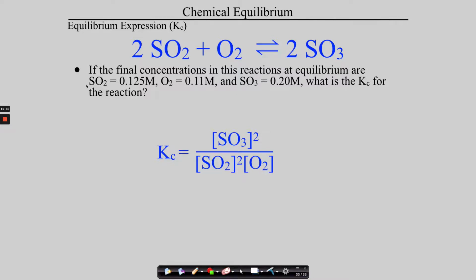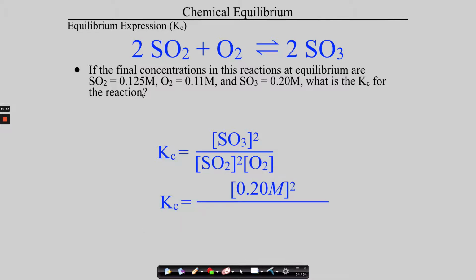Okay. I can see I've got SO2 that I would plug in right here. I've got O2 that I would plug in right there. And then I've got SO3 that I would plug in right there. And being the organized, clear communicators that you are, you would first write your equilibrium expression, and then you would start to plug the numbers in.